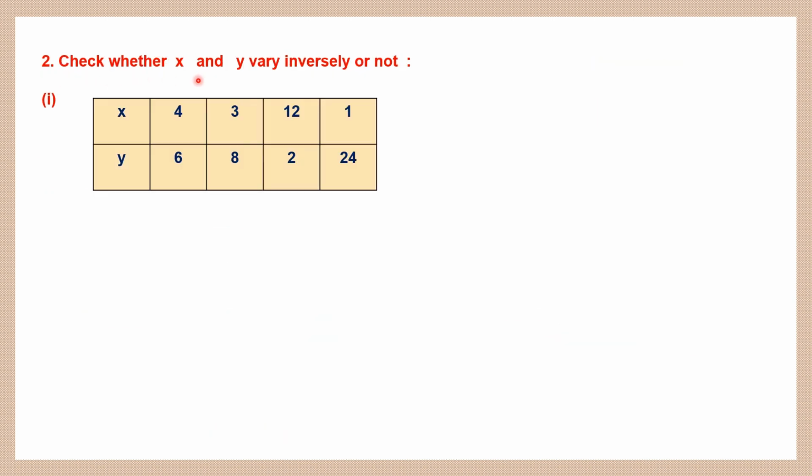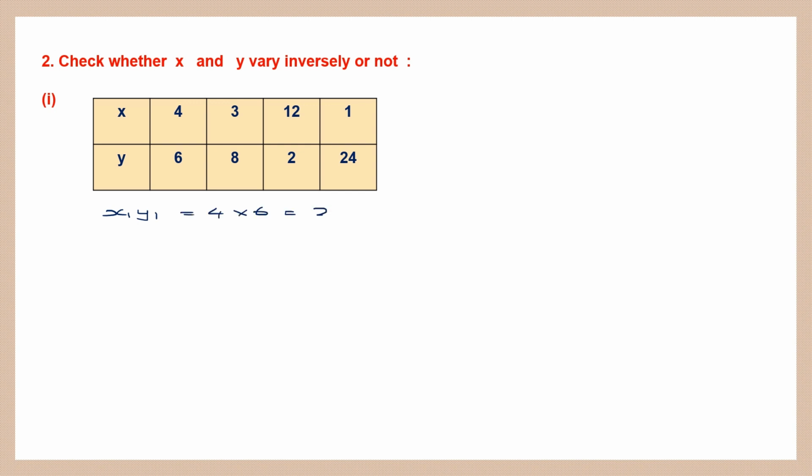Question 2. Check whether x and y vary inversely or not. So we've been given a table here. We need to check whether the values of x and y vary inversely. Remember, if they vary inversely, that means when you multiply, they should be a constant. So this time we have to multiply x into y: x1, y1, x2, y2, x3, y3, x4, y4. So let's begin by saying x1 into y1 is equal to 4 into 6.